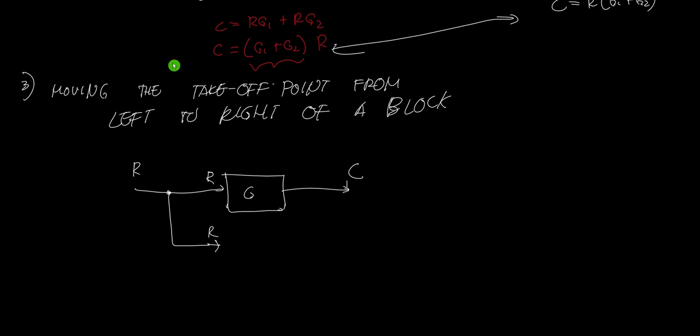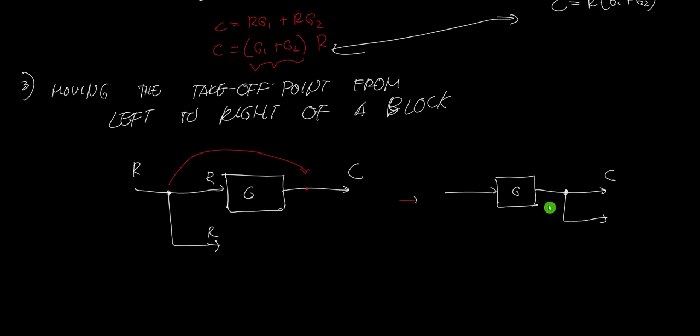Now, how do we move the takeoff point? Remember, we want to move the takeoff point from left to right. So from here, we want to move it to a point somewhere here. Let me draw this. Convert this into this: this is G, this is C, and we make our takeoff point somewhere here. Originally, our takeoff point is at the left of G. Now we want to transfer it to the right side.